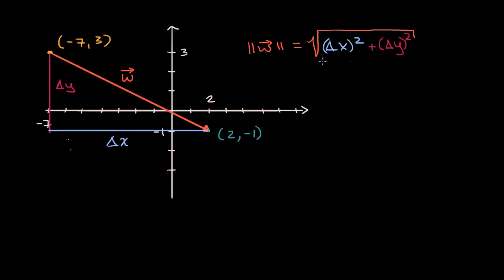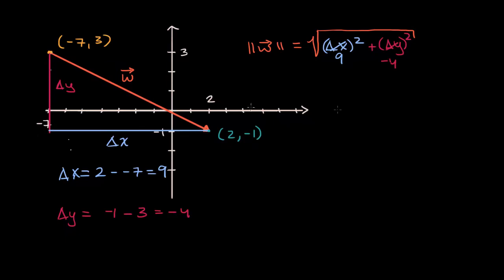And so what will this be? Well, what is our change in x? Our change in x, you could view it as your x final minus x initial. So this would be 2 minus -7, which is equal to +9. And so this would be 9 squared. And then what is our change in y? Our change in y, you could view this as your y final, which is -1, minus your y initial, which is 3, which is equal to -4. And you did indeed go down by 4. So this is going to be -4.